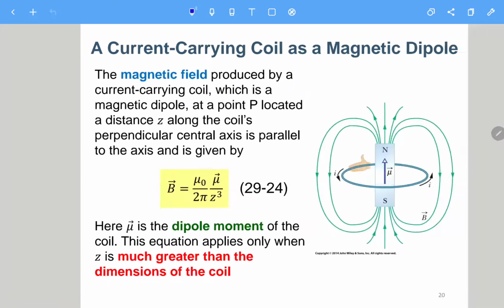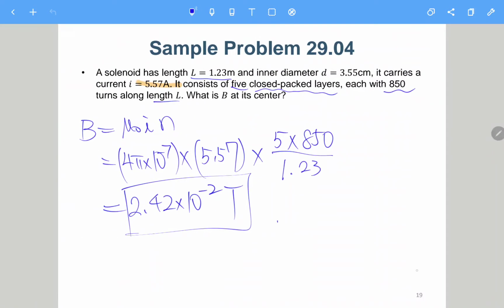Okay, so I think I can just stop here today. February 24.